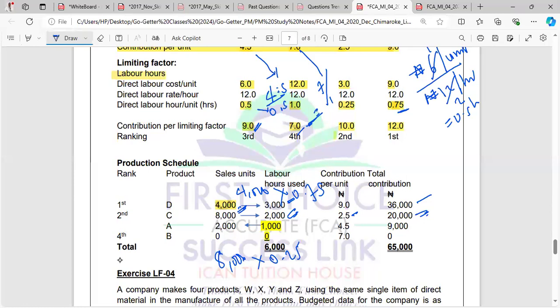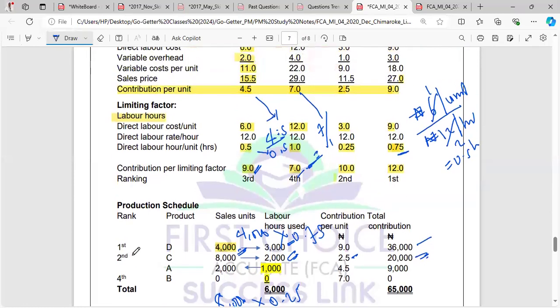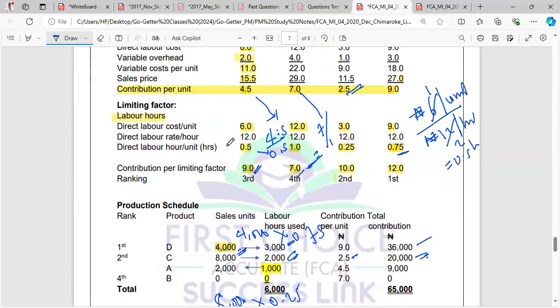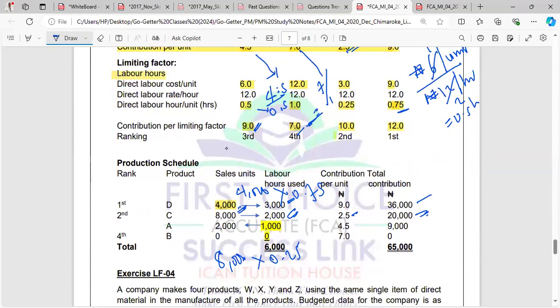So this 2.5 is the original contribution per unit we have here, which is this 2.5 multiplied by 8,000. It gives you this. Now you go to A. A is asking you to do how many? 4,000. And so you first of all try. If 4,000 can go, you simply say 4,000. Remember, we've done 3,000 and 2,000, which is 5,000. You are left with 1,000 remaining. Can it be used to satisfy all of A?